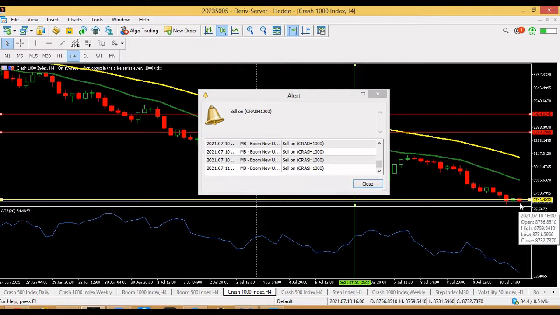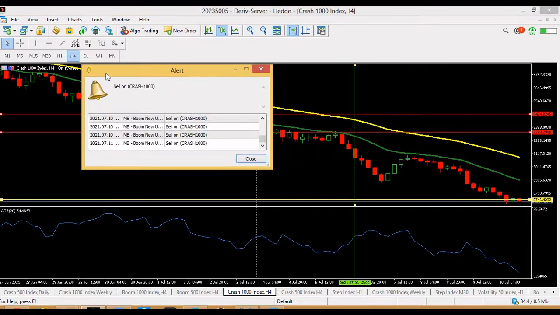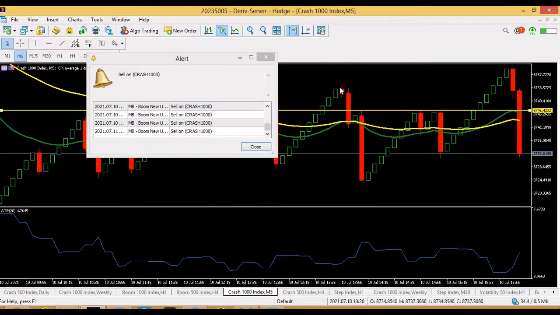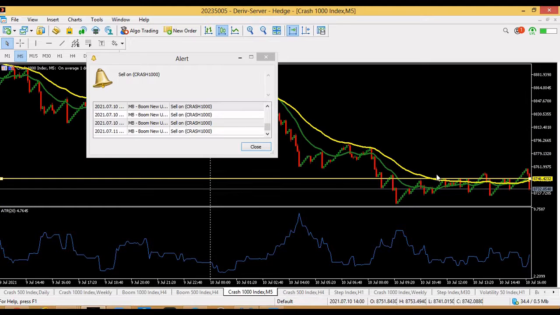I saw the market going. You see, this is a bot signal. Magic bot gives us a live signal, and this is where the market is going. You see, the market is spiking, and this market will continue going down now because the market has changed.